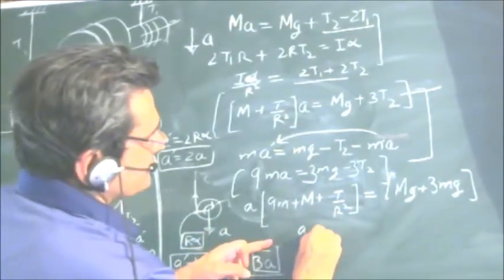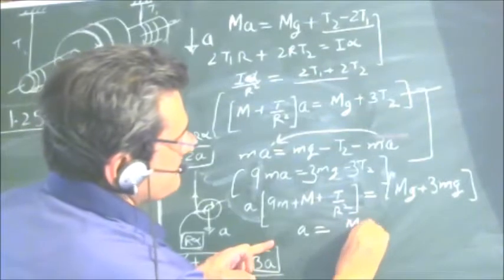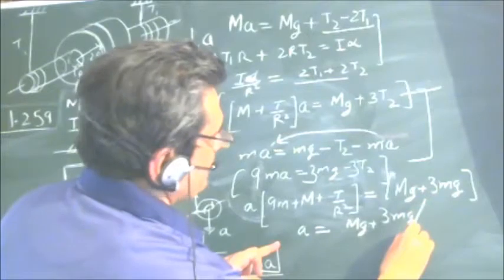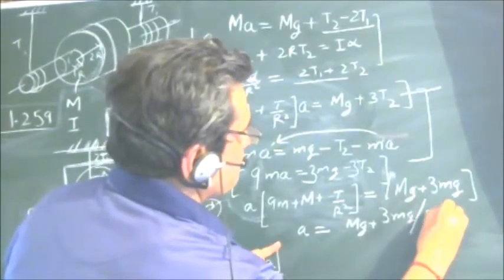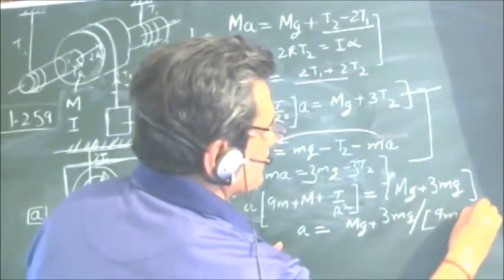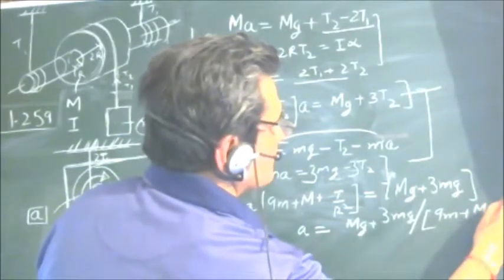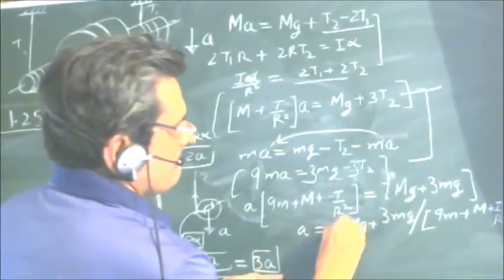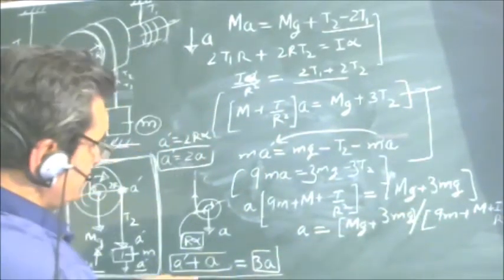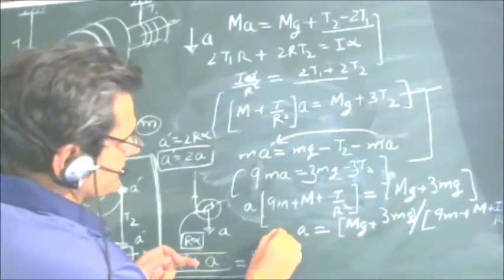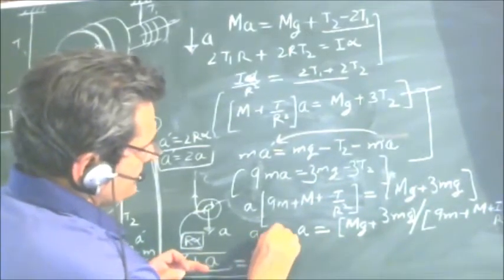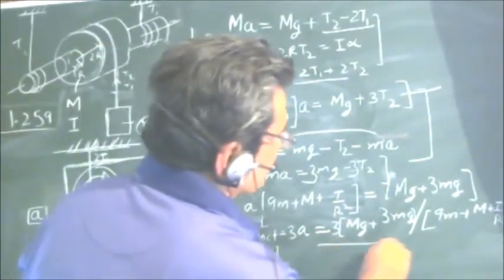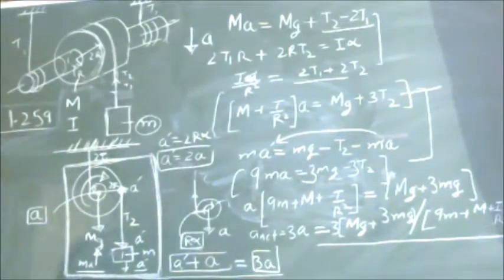So we have got the relationship here. A is equal to Mg plus 3mg upon 9m plus capital M plus I upon R squared. This is a. And what do we need? We need 3 times a, this acceleration. The net acceleration will be a net is equal to 3a, multiplied by 3. And then this is the answer to the problem.